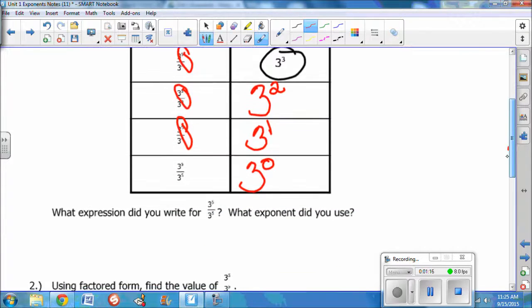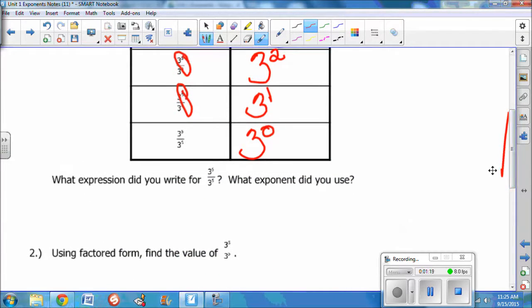So that's something new. Some of you did remember or ask about this on our last problem set, problem set 1.2. We had a question where we had to subtract our exponents, and we ended up with 3 to the 0, and I did have a conversation with some of you about what that equals. So see if you can remember before we move on. What expression did you write for 3 to the 5th divided by 3 to the 5th? We wrote 3 to the 0. So what exponent did we use? We used 0 as our exponent.